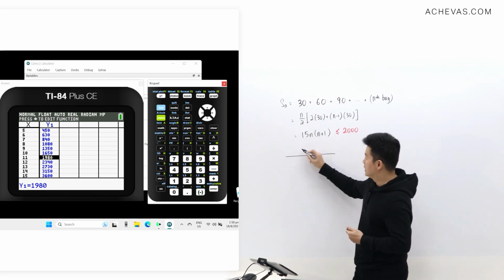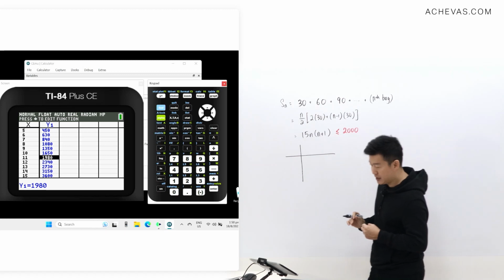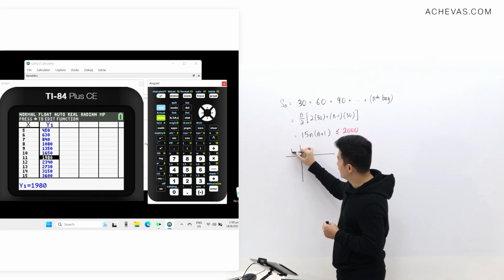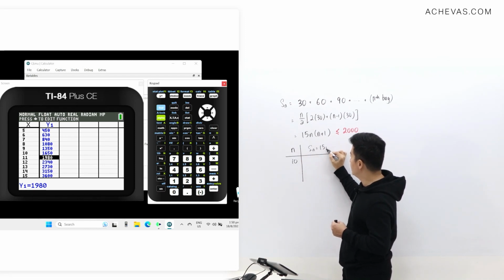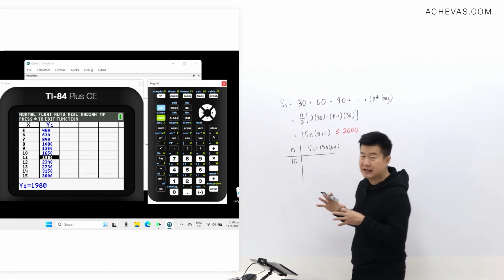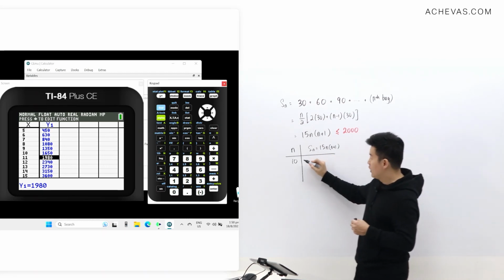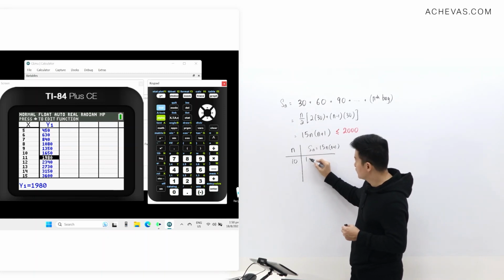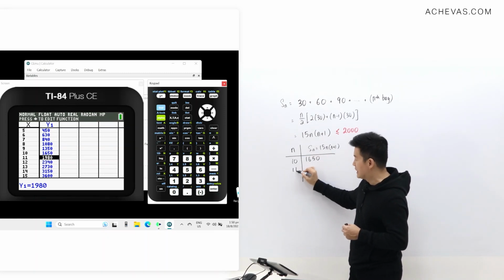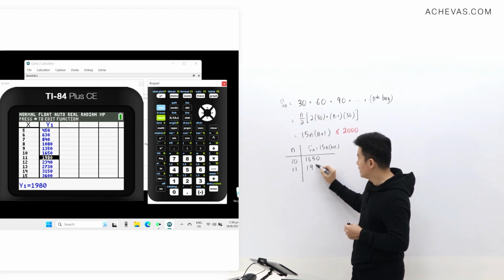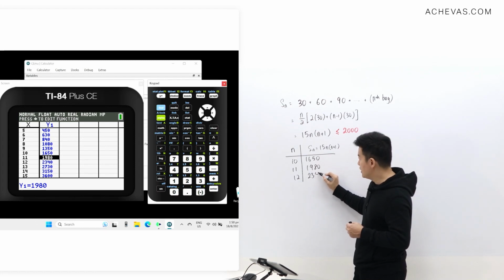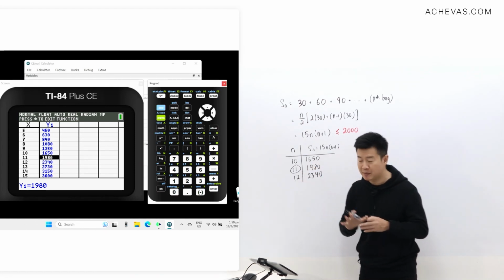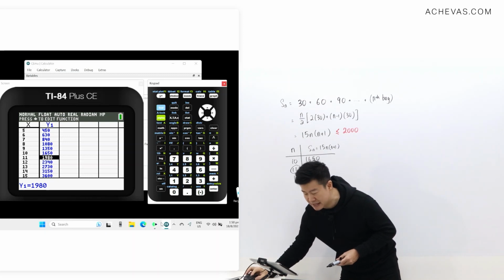On our table, we know that when the number of bags is 10, then Sn, which is 15n times n plus 1, representing the total number of marbles packed, is 1650 marbles. When n is 11, it is 1980 marbles. When it is 12, it is 2340 marbles. So the maximum number of bags that I can go will be 11 bags.